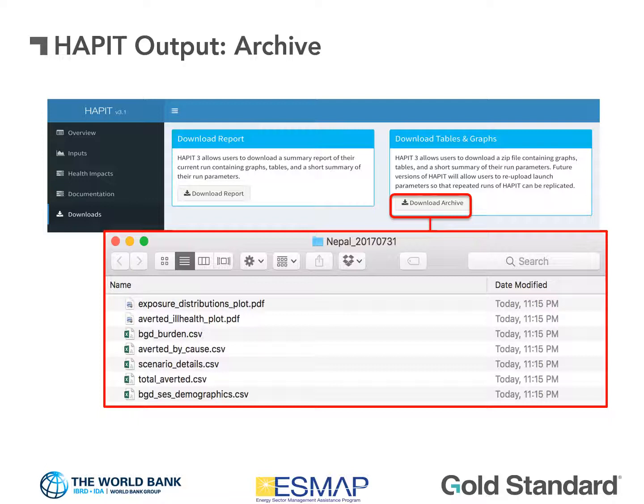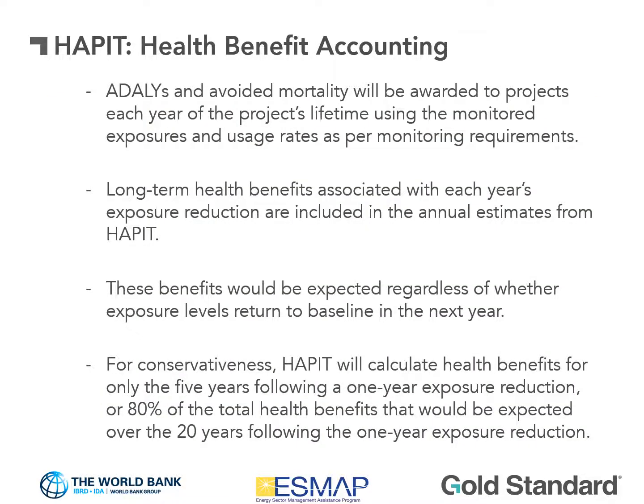As mentioned earlier, HAPIT is a general purpose tool. For application in the context of the Gold Standard ADALYs methodology, the HAPIT output needs to be adjusted based on the specific project implementation details. In terms of the health benefit accounting, ADALYs and avoided mortality will be awarded to projects each year of the project's lifetime using the monitored exposures and usage rates as per the monitoring requirements.